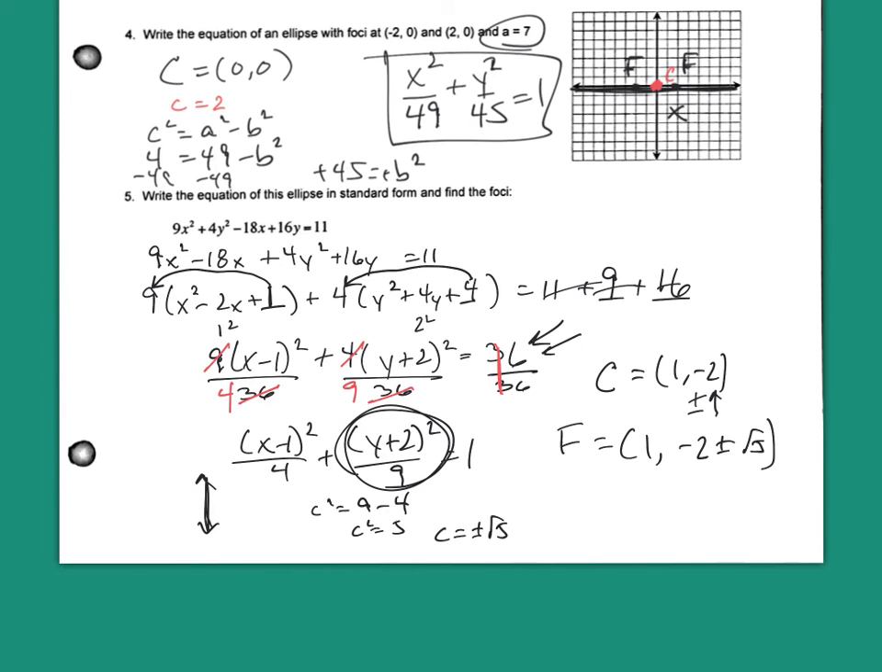You don't actually have to do the addition and the subtraction unless, of course, it's 2 whole numbers. Like if it was 2 plus or minus plain 5, you'd have to do that. But if it's a square root, you don't, which is why I leave it in radical form. So these are the focal points, and this is the standard form.